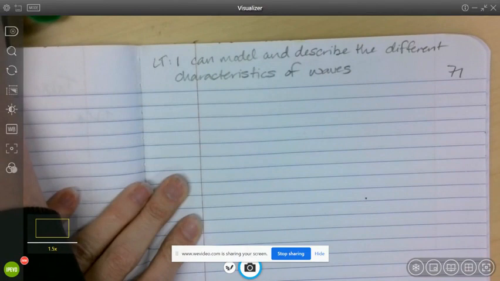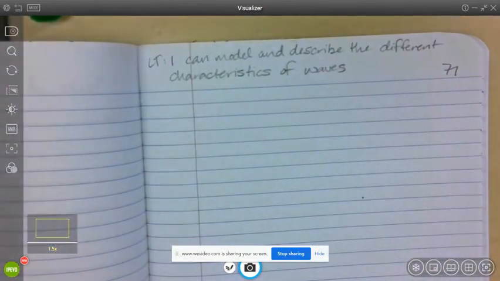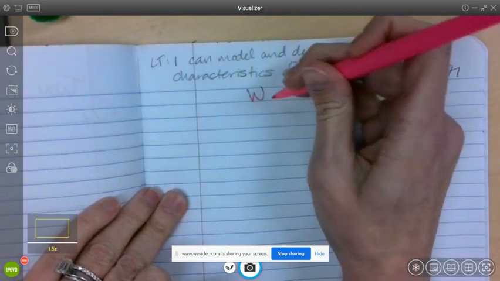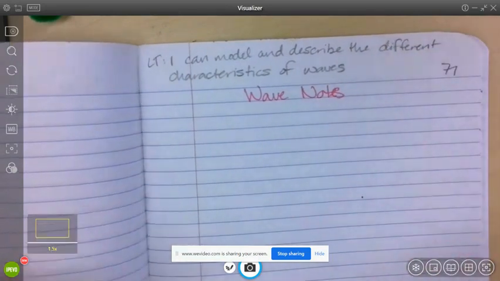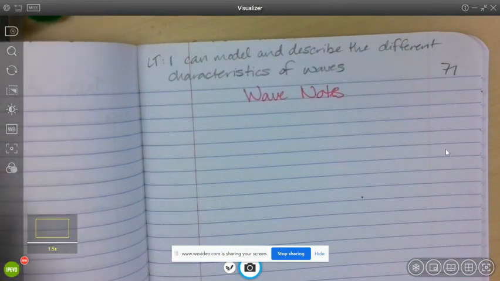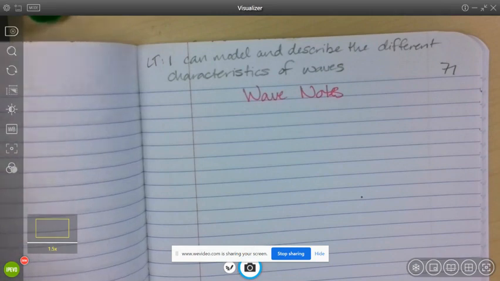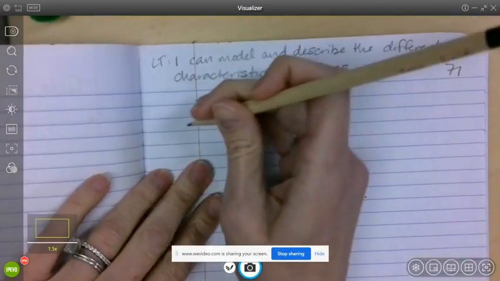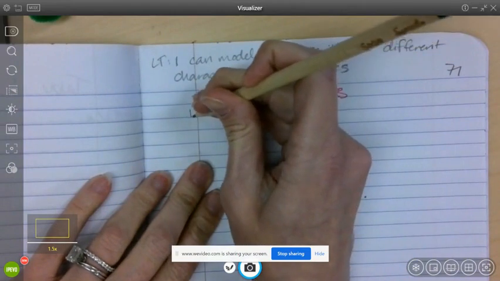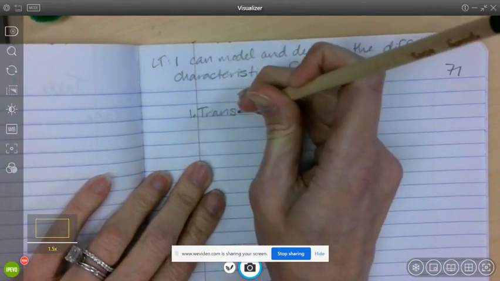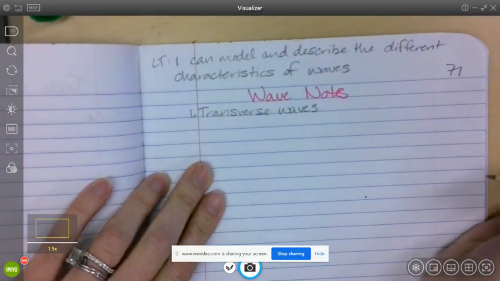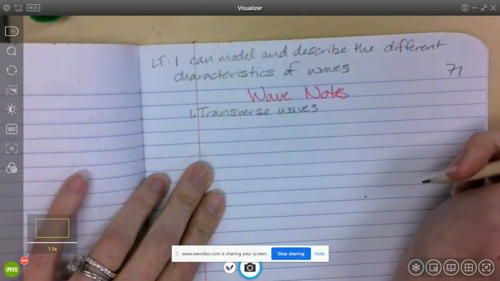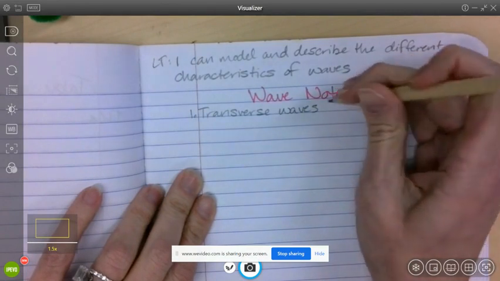All right. So here we go. Wave notes, page 71. Oh man, notes. N-O-T-E-S, not knots. All right, so there are two main types of waves that we are going to be talking about this unit. The first are transverse waves. And transverse waves are where the particles move perpendicular to the direction the wave is traveling.